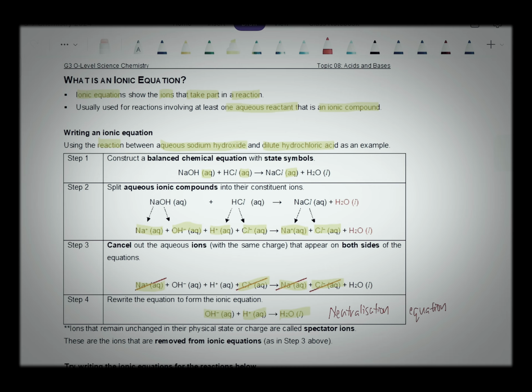So those ions that are cancelled out, we call them the spectator ions. Why? Just like the word suggests, a spectator just observes, it doesn't take part in the reaction. That's why they are called spectator ions. So we cancel them out from the ionic equation as seen in step 3 above.